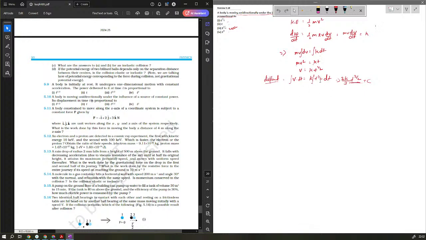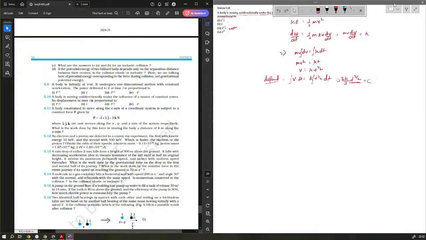Now if we integrate both sides with respect to t, because we have to find out the displacement, the displacement would be proportional to t raised to the power 3/2. So here the third option is going to be correct.